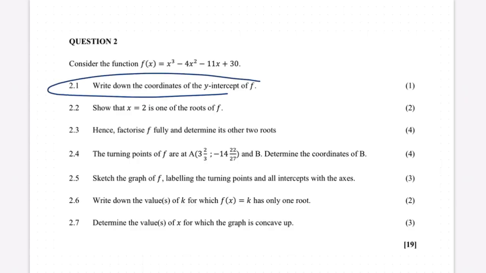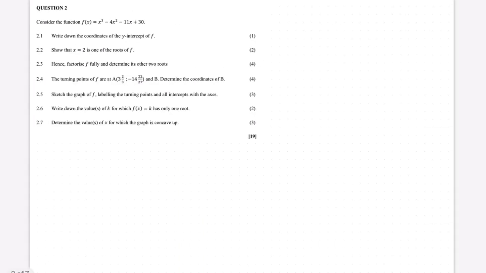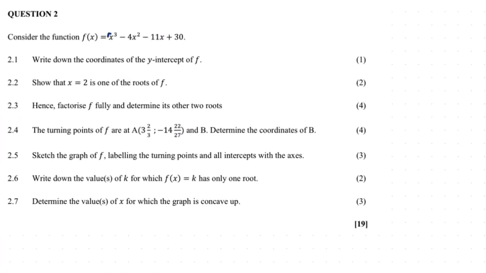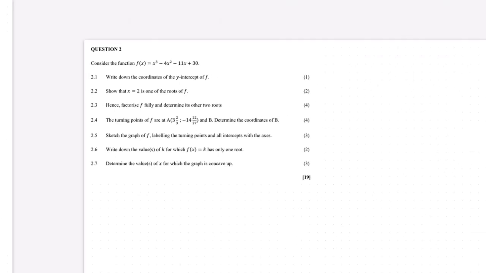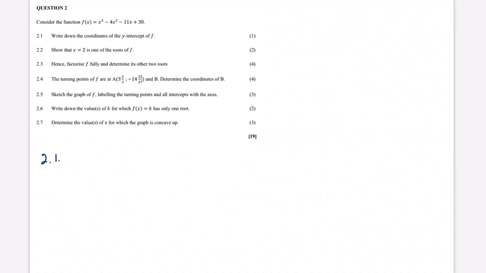In question 2.1, the question says write down the coordinates of the y-intercept of f. Now, we know that the y-intercept can be found by making x 0. If x was 0 in all these three terms, you'd end up with a 0 everywhere, leaving you with just 30. And so we know that for 2.1, the y-intercept has the coordinates (0; 30).